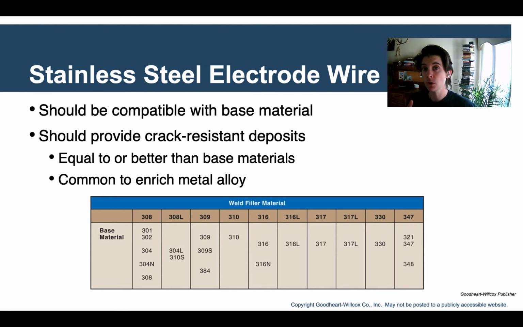Another thing that you can do with the electrodes is to enrich the alloy that you're working with, to provide some other kind of positive aspect, like more ductility, more corrosion resistance, or something else. Think about how you're mixing the base material and the electrode because they're both melting. It's called enriching, where you could improve what you're working with.